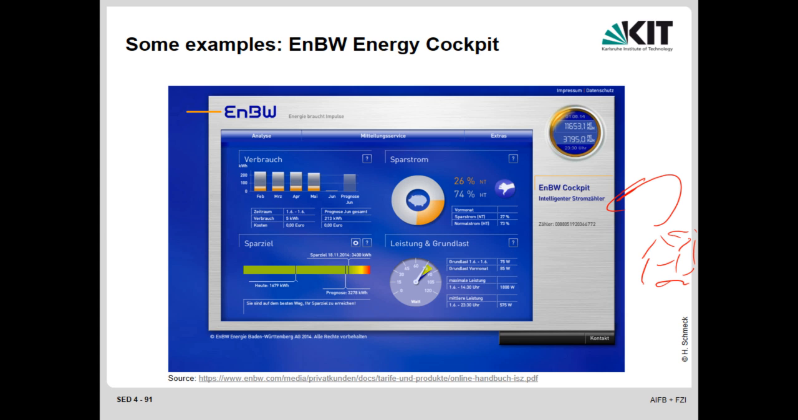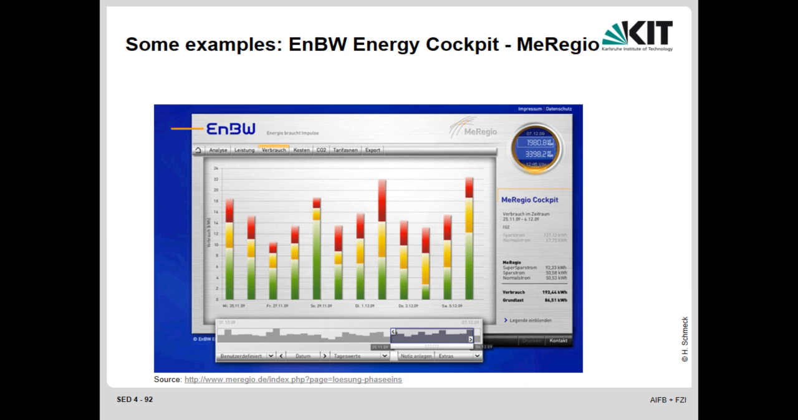So that then shows you some relative performance indicators. This is not done by EnBW. Within the Meregio project, they had a slightly different interface. They also showed how much power or energy you were using at red times, yellow times, and green times, so at low-priced, green periods, medium-priced periods, and high-priced periods.